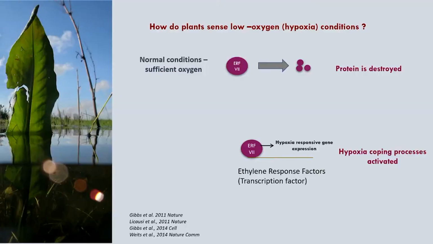But under normal oxygen conditions, these proteins are continuously broken down in a process that uses oxygen. And what this ensures is that this process is only activated when the plant needs it, which is when oxygen levels start to decline, as happens during an environmental condition such as flooding.